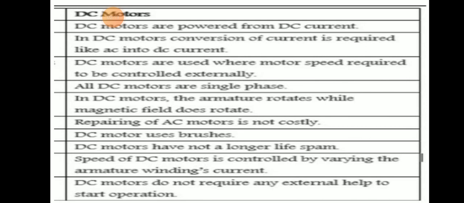And for repairing, a DC motor is costly, and a DC motor uses brushes. A DC motor does not have a longer lifespan, so its validity is very less. And the speed of a DC motor can be controlled by varying the armature winding current, and a DC motor does not require any external help to start operation.